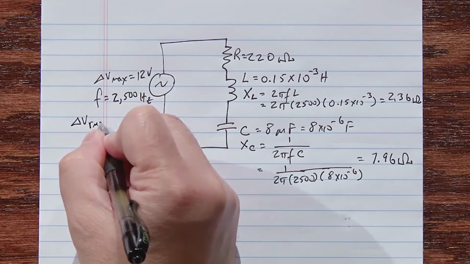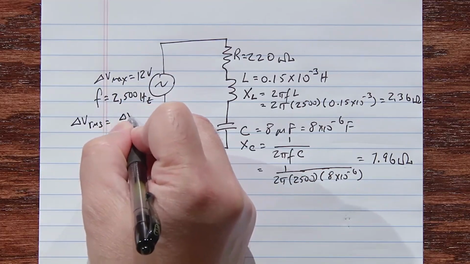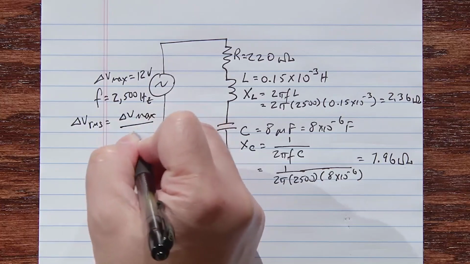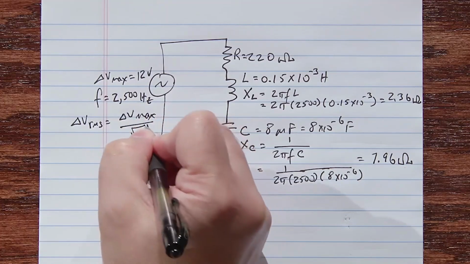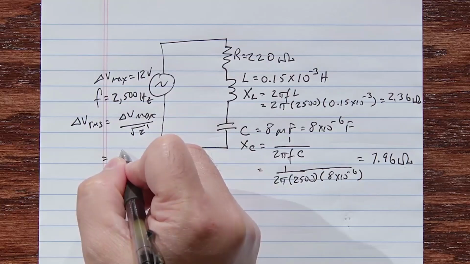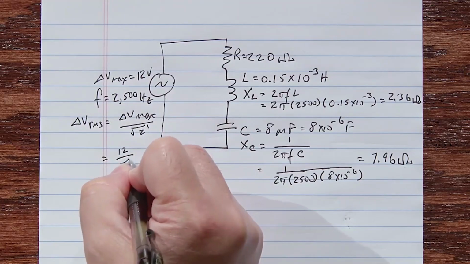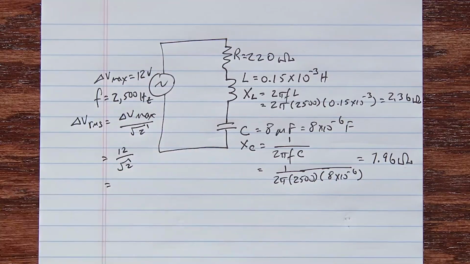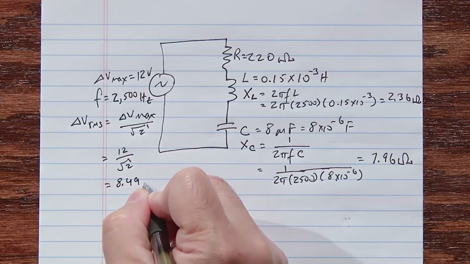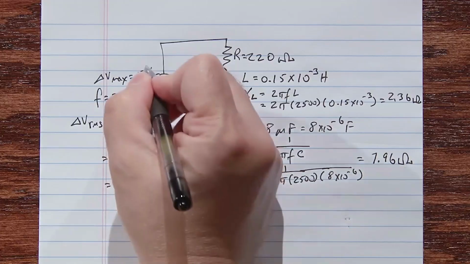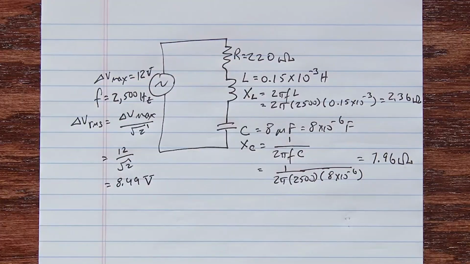We should convert our maximum voltage into RMS voltage. Delta V RMS is equal to delta V max divided by square root of 2. So that would be 12 over root 2, which is 8.49 volts. So our RMS voltage is 8.49 volts.